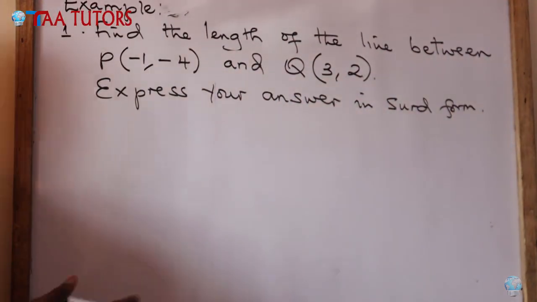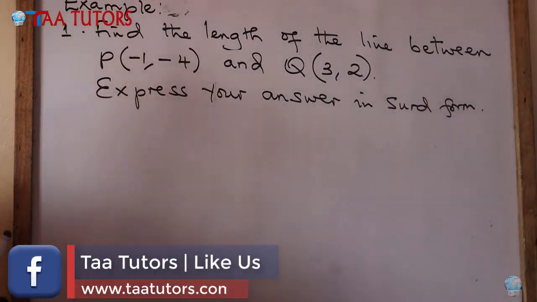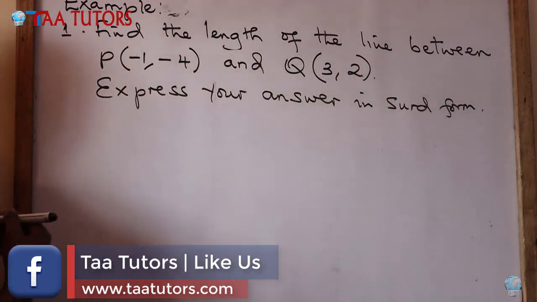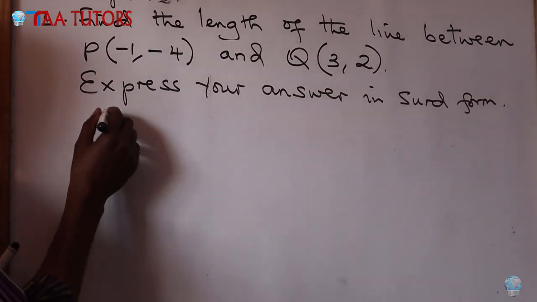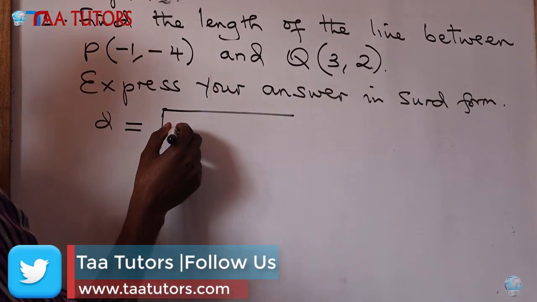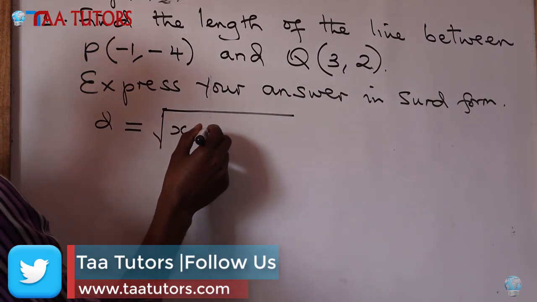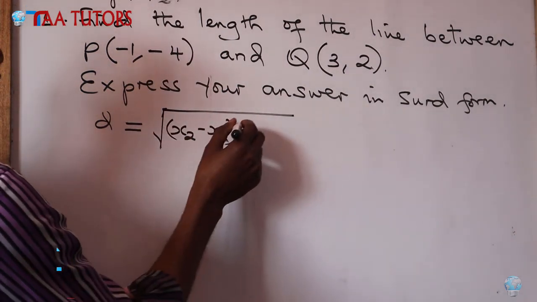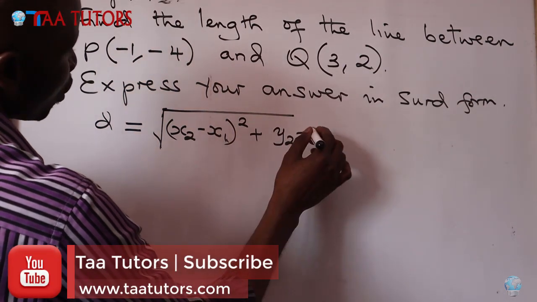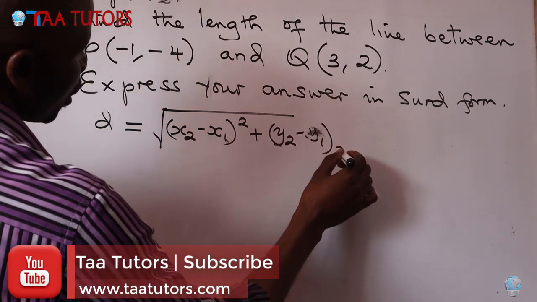Express your answer in SAD form. So let's not get worried with SAD form. We have done SADs before, so it's going to be easier for us to understand what we are doing next. So one thing we do, D here, the formula is the square root of x2 minus x1 squared plus y2 minus y1 squared.